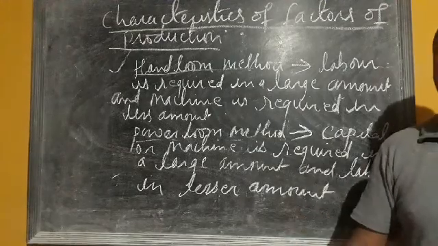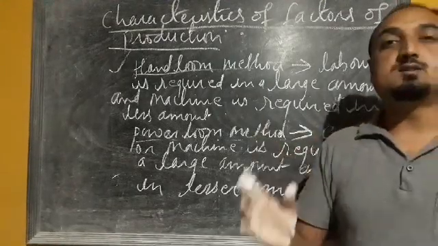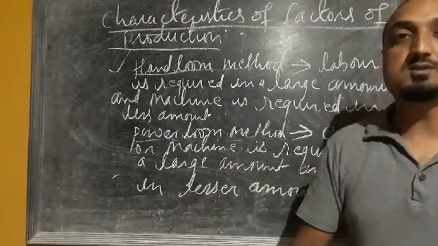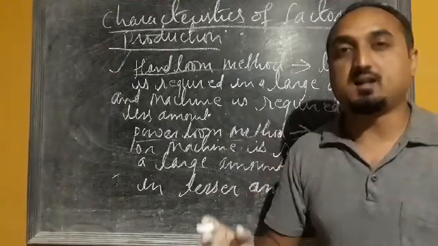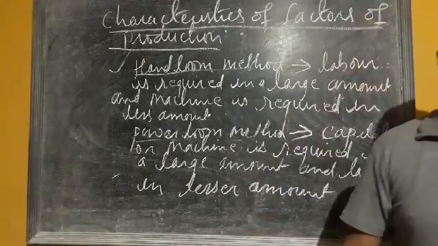So we can say that the factors of production are not used in the same proportion. The proportion of labor and capital used may vary. It depends on the techniques of production.